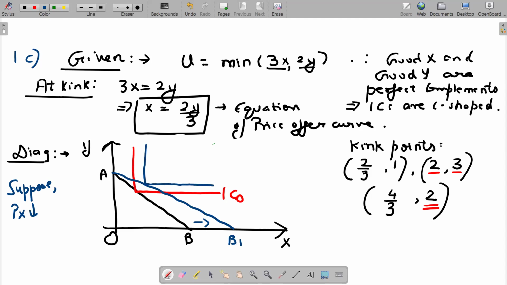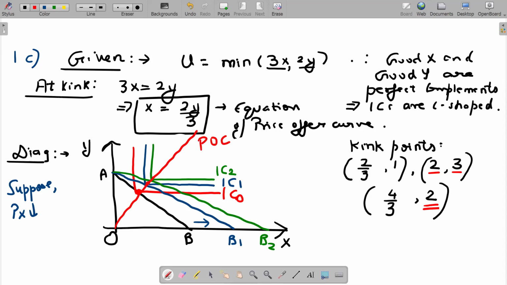I am going to consume here. I cannot disturb the ratio, okay? This is IC1. When the price further falls from AB1 to AB2, I will consume somewhere here. This is IC2. So see, my price offer curve is again a straight line through the origin. This is my price offer curve.